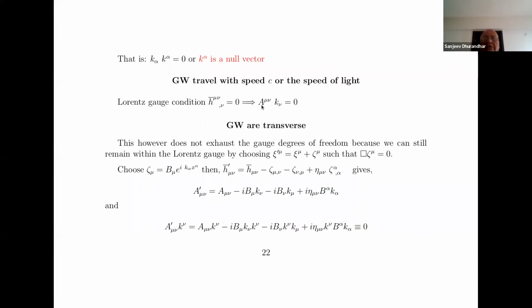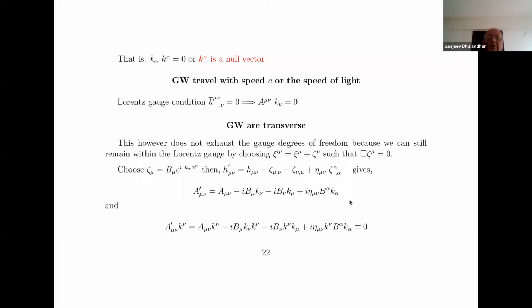So when we use this, you will get a zeta mu and all this sort of thing. If you write h prime mu nu equal to a prime mu nu e to the I k alpha x alpha, then a prime mu nu is a mu nu, and you can just identify terms and you get this kind of situation here. A prime mu nu is a mu nu minus I b mu k nu minus I b nu k mu plus I eta mu nu b alpha k alpha.